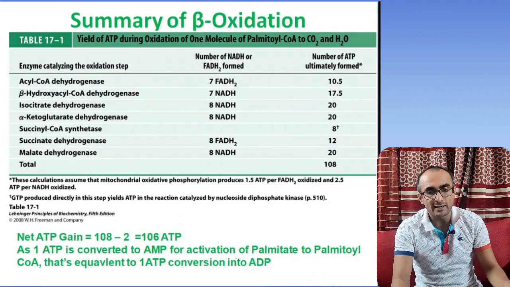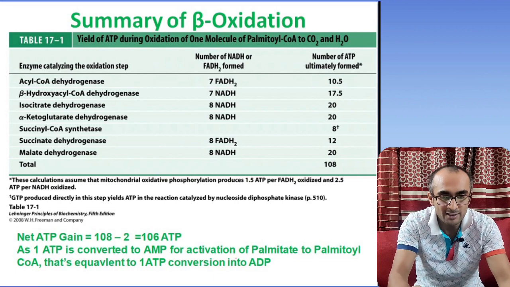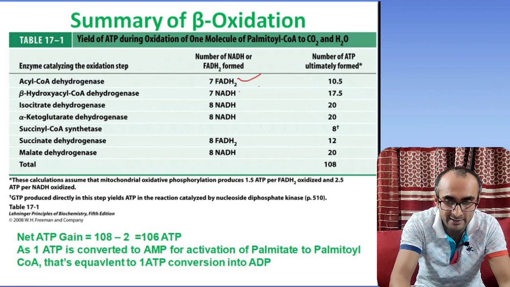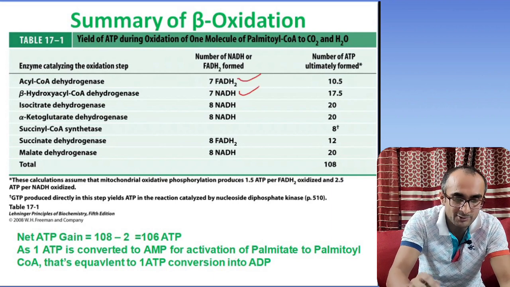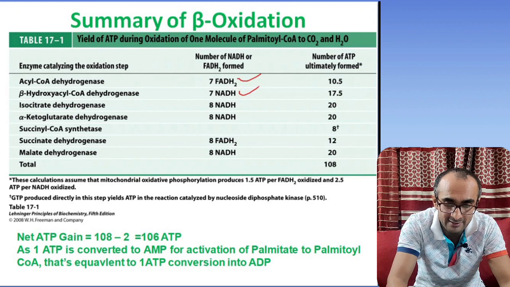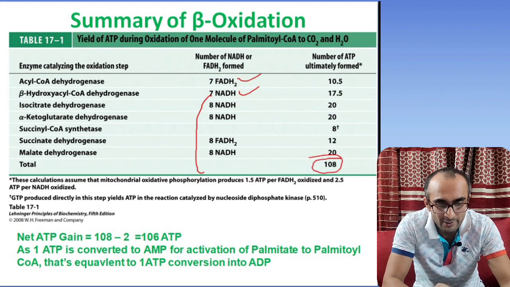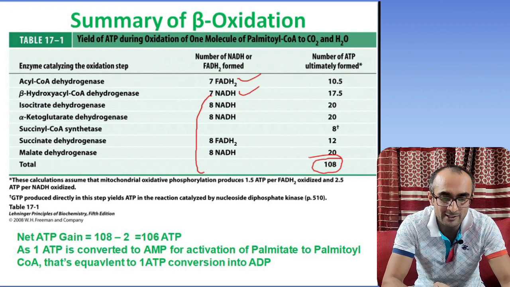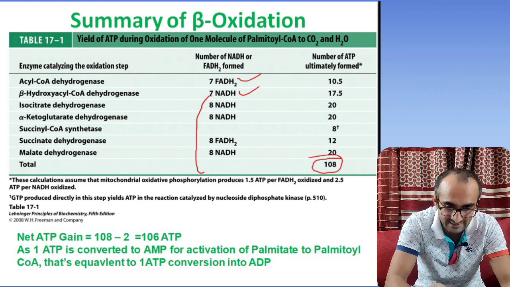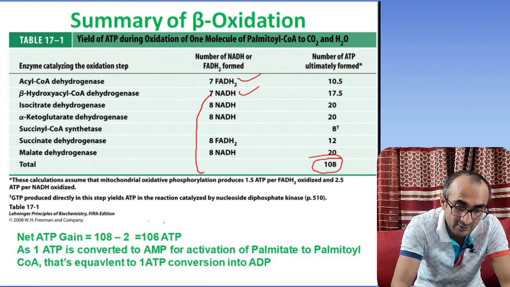So you can even look at it reaction-wise also. 7 FADH2 are produced, 7 NADH, 8 NADH then in isocitrate dehydrogenase in the TCA cycle. These are the reactions of the TCA cycle, and in total you are getting 108 ATP. But eventually the net gain of ATP is not 108. In case of beta oxidation it is 2 less, so it is 106 ATP.